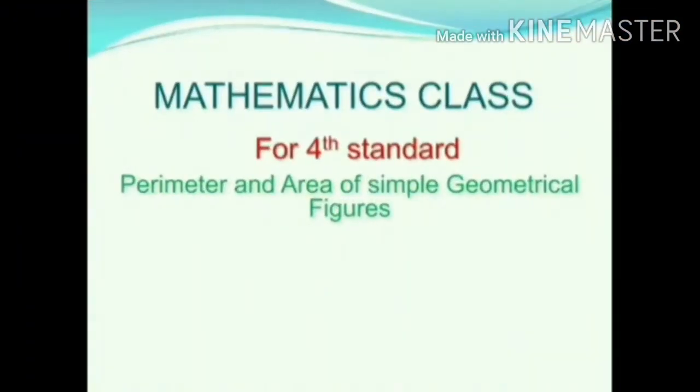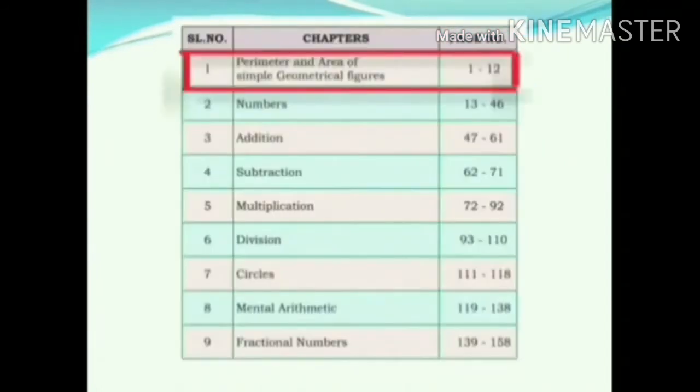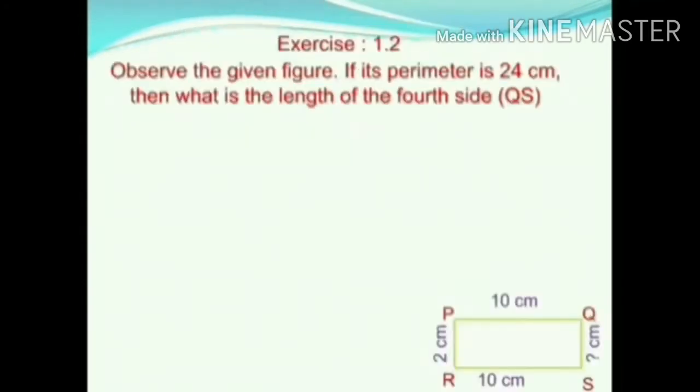Mathematics class for 4th standard. Children, in the previous class we learned about perimeter from the topic perimeter and area of simple geometrical figures. In this class we will continue that chapter and learn about area. Children, now we will solve a sum related to perimeter. Observe the given figure. If its perimeter is 24 cm, then what is the length of the fourth side?